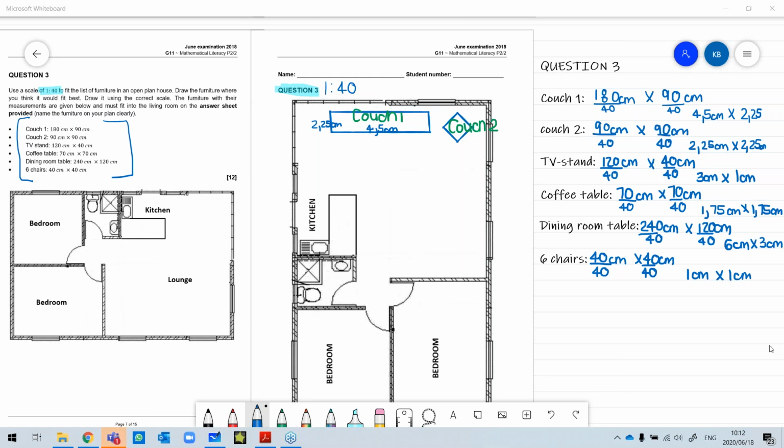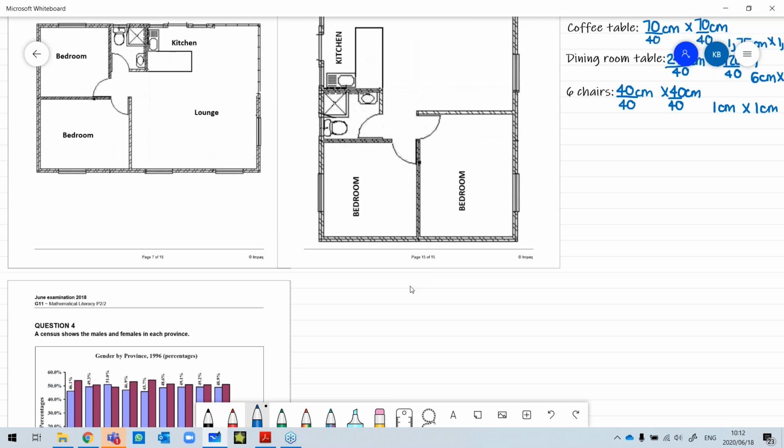Okay, now once again, I'm not going to draw all of this onto the floor plan. It is your choice. If you want to do the coffee table or the TV cabinet and you want to put it on the plan, it is your choice as long as you measure it according to your worked out measurements. Okay, any questions up until this point?